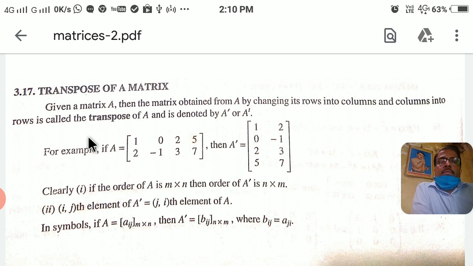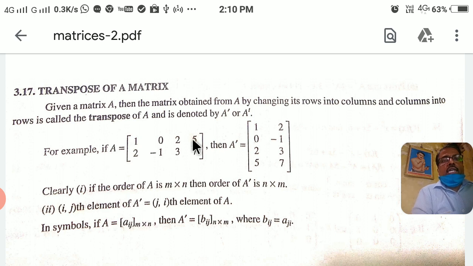So transpose of a matrix means what? Suppose A is a matrix, then a matrix obtained by interchanging rows and columns of A is known as the transpose of the matrix. For example, here one matrix is there, the rows are 1 0 2 5 and 2 minus 1 3 7, right? It is a matrix which has 2 rows and 4 columns.